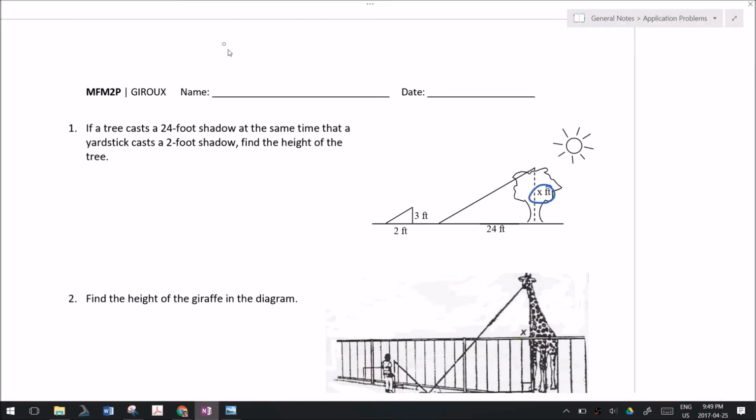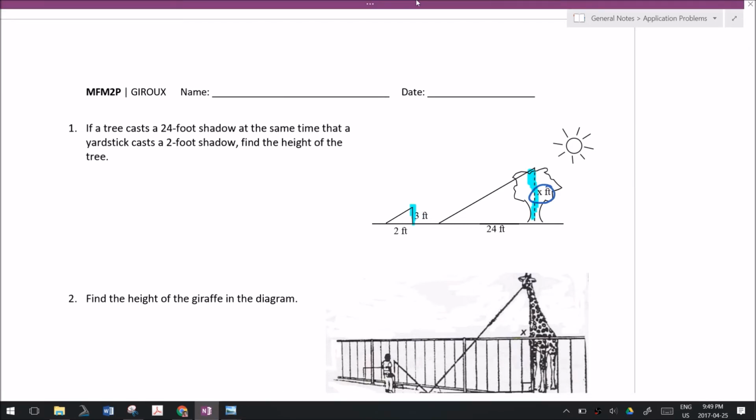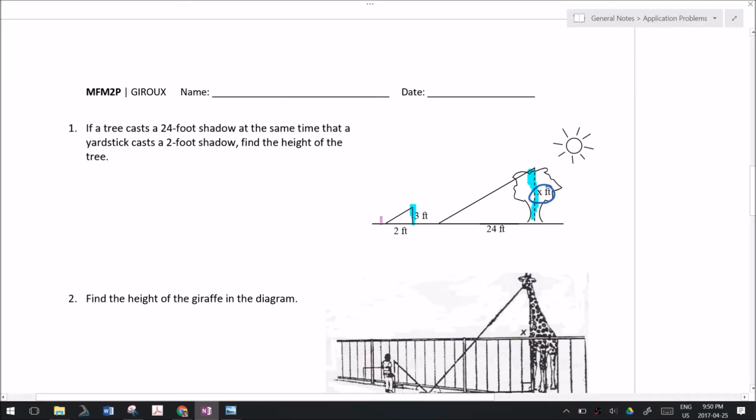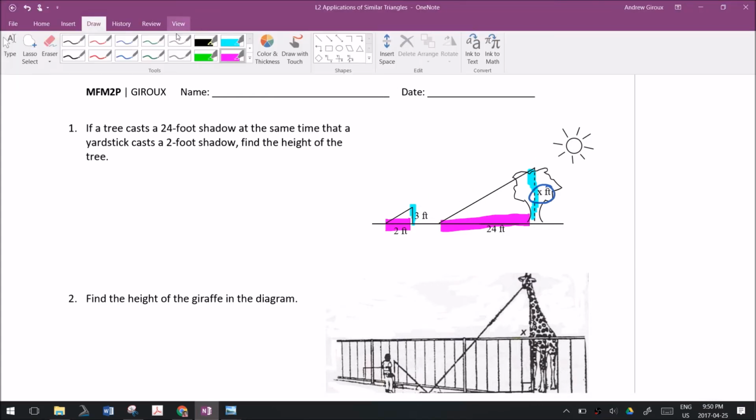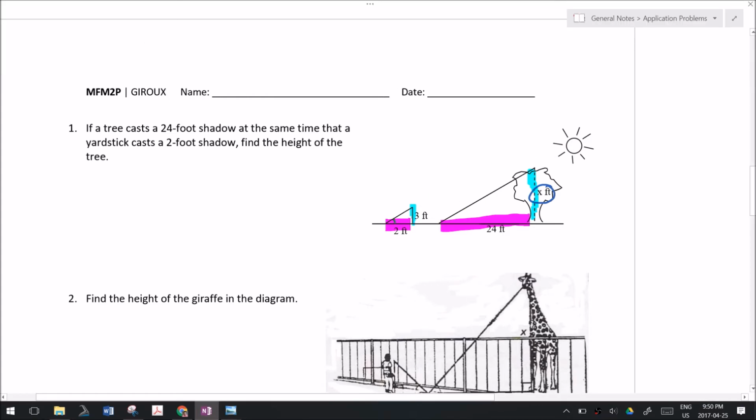So to solve this problem, I have to remember that this side corresponds to this side, and this side corresponds to this side. Because again, we're on the same time of day, the sun is hitting both objects at the same angle, so we know that these are going to be similar triangles because the angle of the sun has to be equal. Our 90 degree angles are equal, so that means this top angle is also the same in both triangles. So I can set up the ratio.